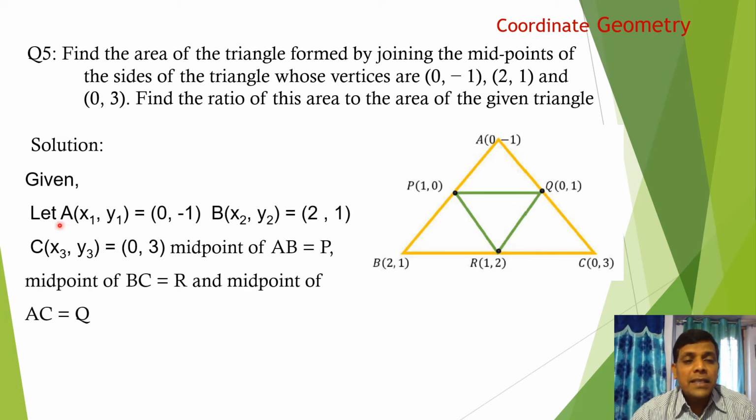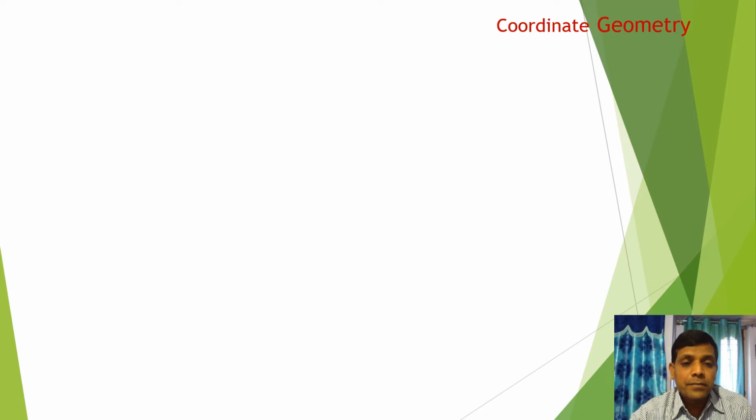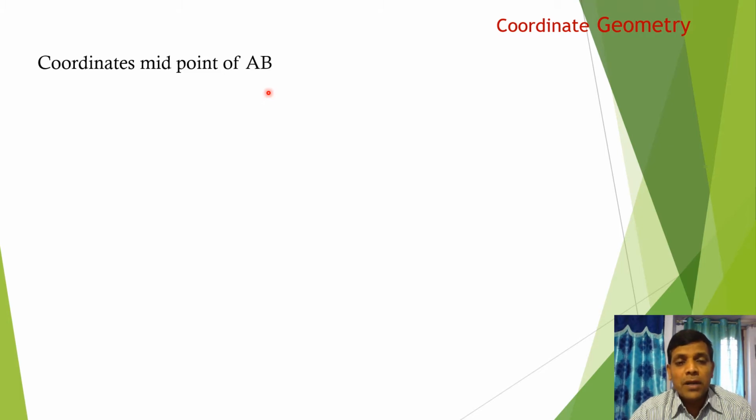Here given A (x1, y1) equals (0, -1), B (x2, y2) equals (2, 1), C (x3, y3) equals (0, 3). Midpoint of AB is P, midpoint of BC is R, midpoint of AC is Q. Coming to the next step: the coordinates of the midpoint of AB.